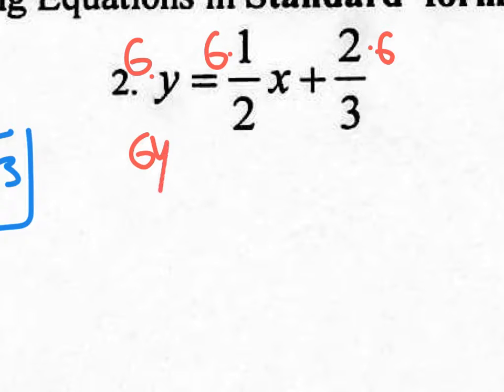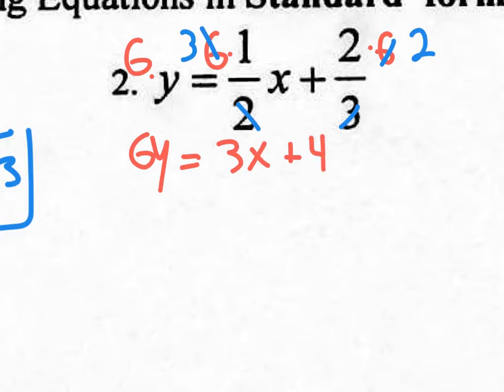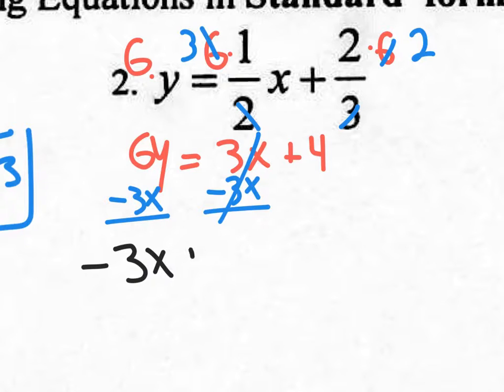So we'll have 6y equals 6 over 2 is 3, and 3 times 1 is 3x. And over here, 6 over 3 is 2, and 2 times 2 is 4. So ladies and gentlemen, I have an equation that doesn't have fractions. So far, so great. Now all I need to do is get the x to the other side to have it in standard form. So I'm going to go minus 3x, cancels. Answer is negative 3x plus 6y equals 4.